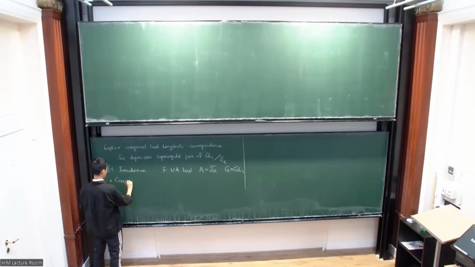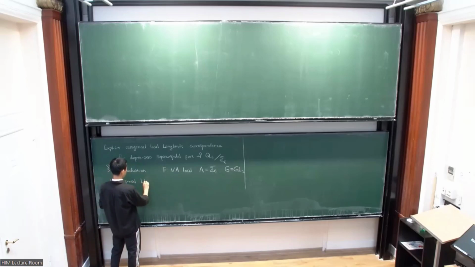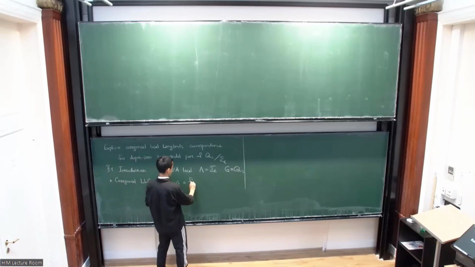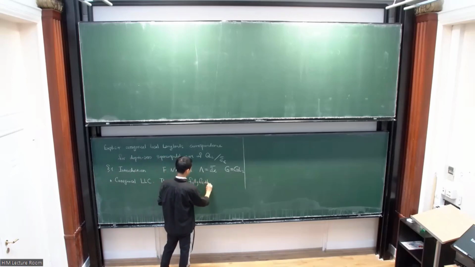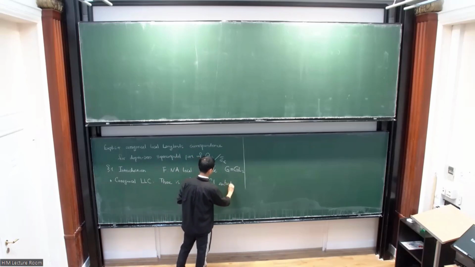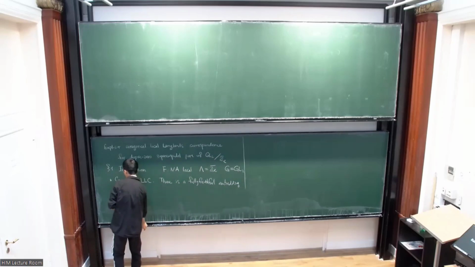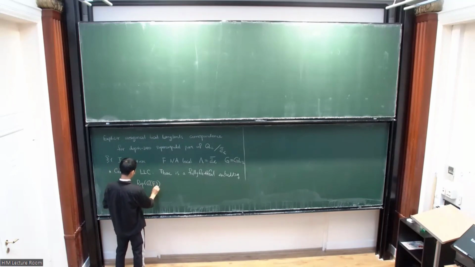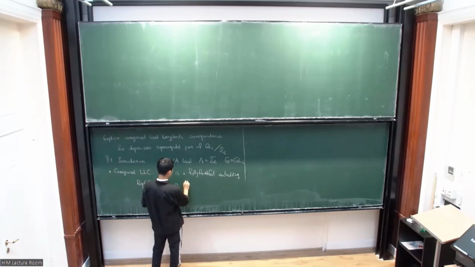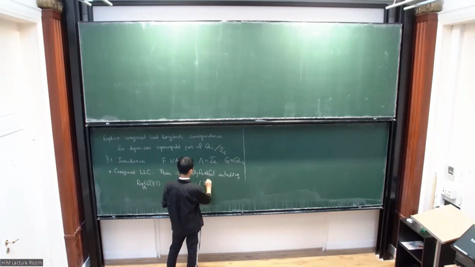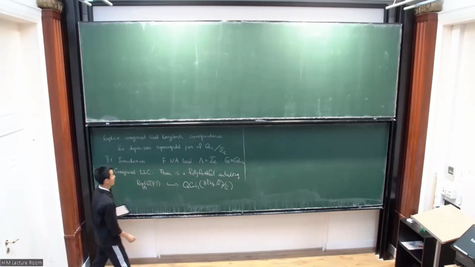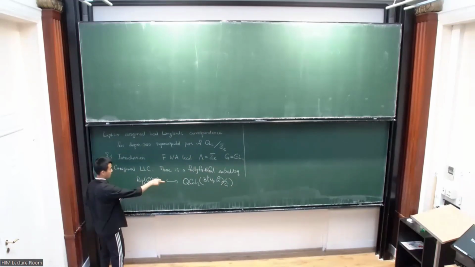What is the categorical local Langlands conjecture? It predicts that there is a fully faithful functor from the category of representations of the group here, with lambda coefficients, to the category of coherent sheaves on the stack of L parameters, quotient by the G-hat conjugate action. And also this space is defined over lambda. I'll explain this definition later.